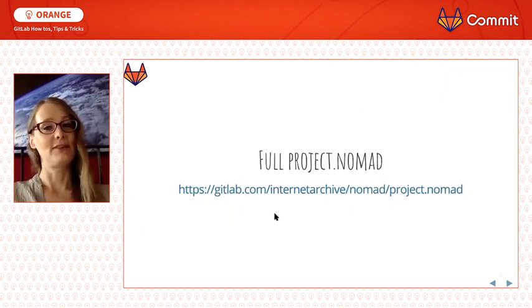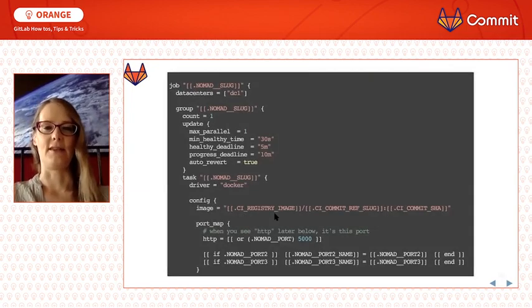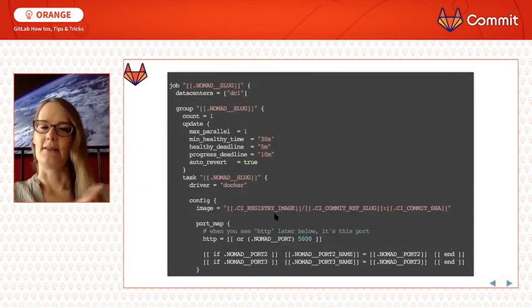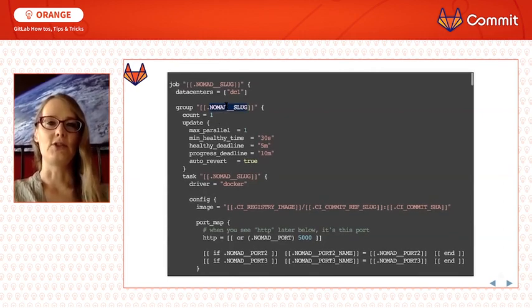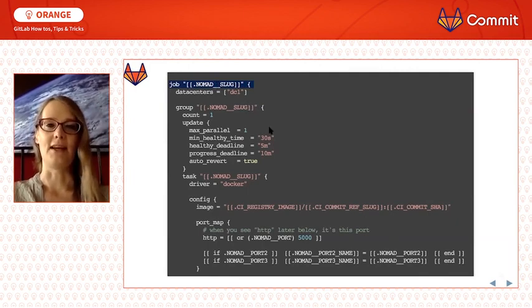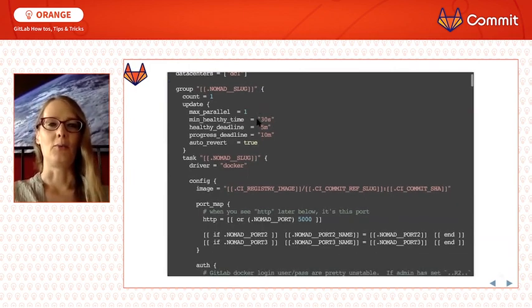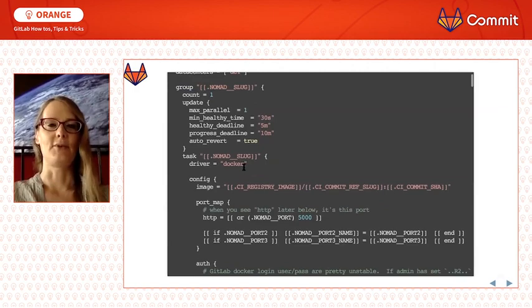So if you want to see the full templatized project Nomad, it's linked in that last slide, and it's linked in the repo, so it's easy to find. This is what it looks like. So we're going to use this Nomad slug, which we define earlier on in the GitLab CI/CD YAML. We're going to set it up for the group and the task name, just to keep it simple.